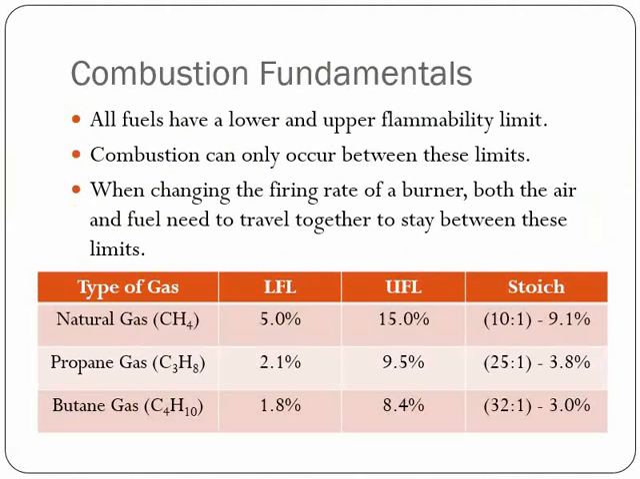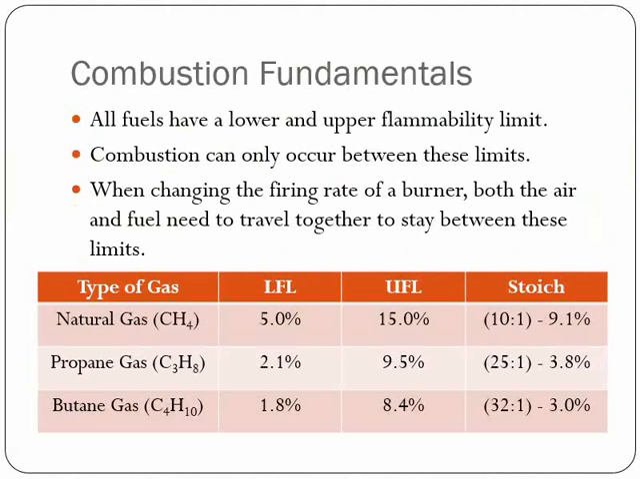And what we're going to dive into, and a key part to maintaining good control of your oven or furnace or dryer, is that when you change the firing rate of a burner, both the air and the fuel need to travel together so that you stay within the limits of flammability. So I list out 3 common hydrocarbon fuels that are used in combustion, showing the lower flammability limit, upper flammability limit, and then what the stoichiometric ratio would be for that fuel.